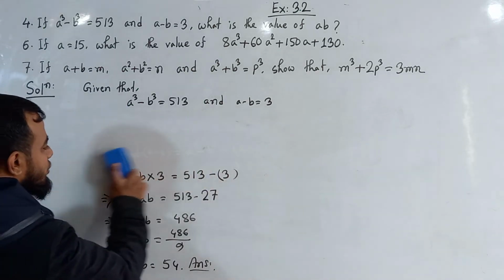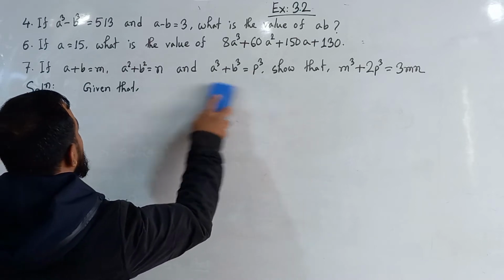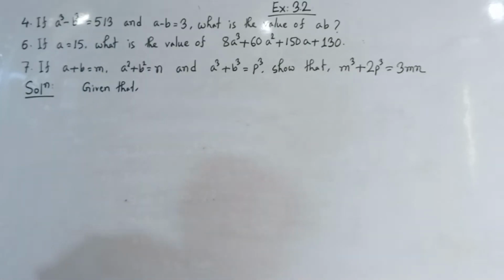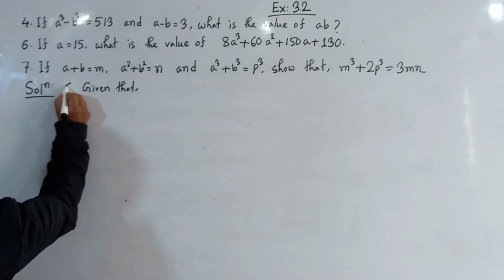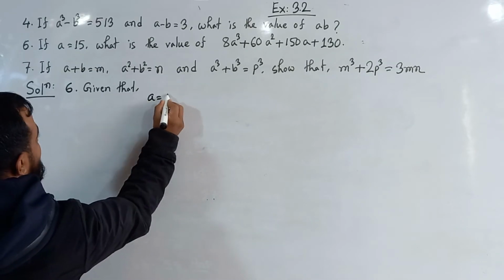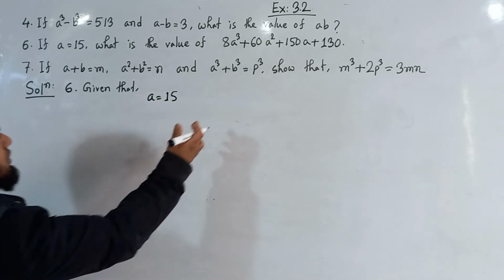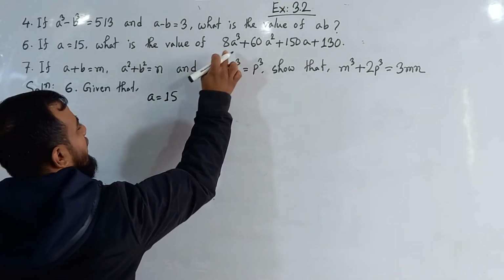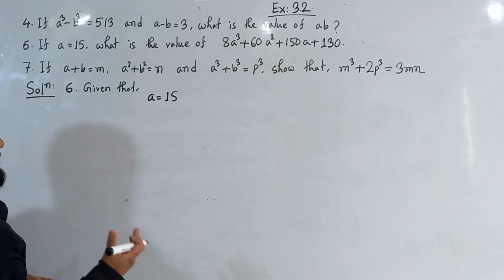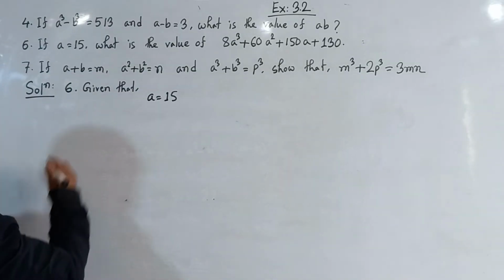We should solve this one directly by using the formula. We need to create the formula. First of all, write down the given information: a is equal to 15, which is given here for question number 6. Now we need to find out this value. We can put the value of a here directly and find the result, but then the calculation will be complicated. We are going to create the formula with that expression.